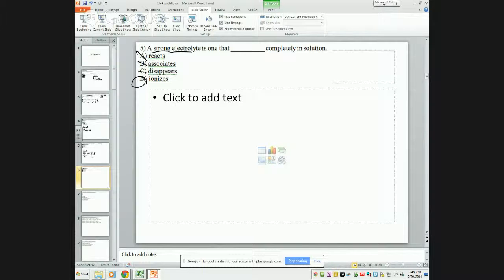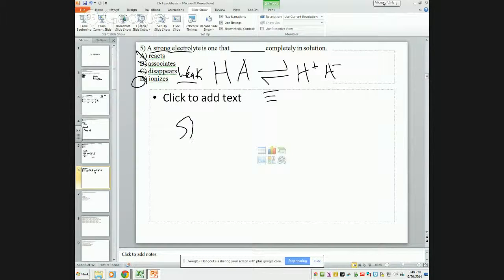It breaks up completely. So if we had a weak electrolyte, you would see this double arrow saying that, hey, it goes forward and backwards. It's in equilibrium, and it breaks up into H plus and A minus, and that's for a weak. But if you had a strong electrolyte, it would just say, hey, it starts off as one thing and completely goes to ionization.